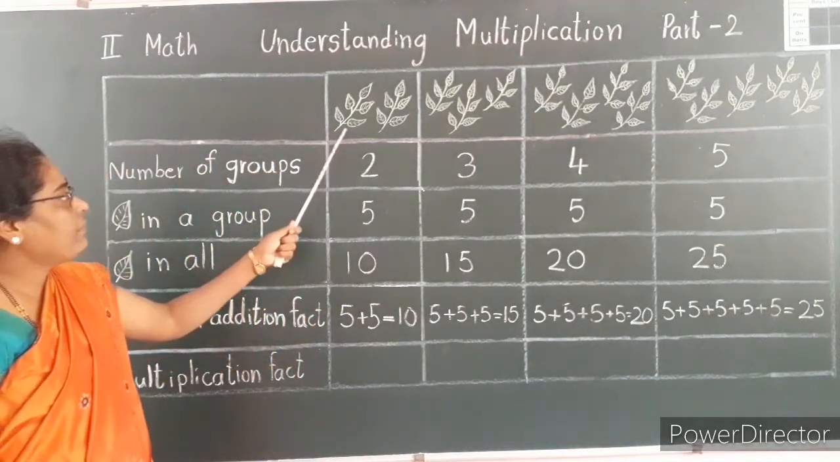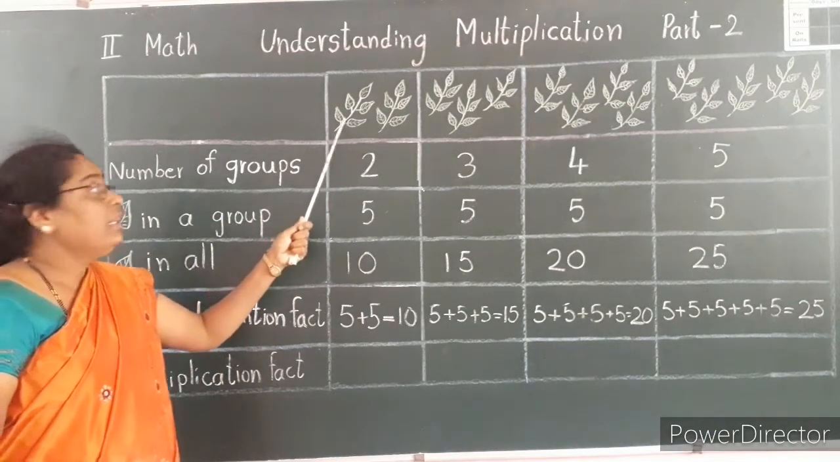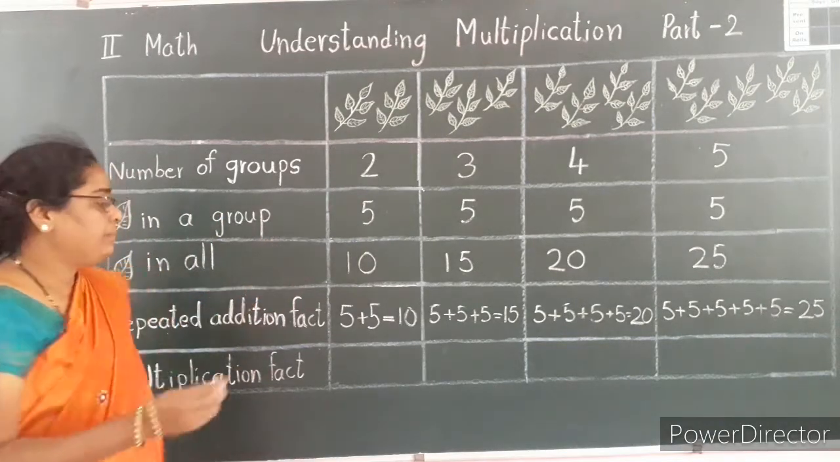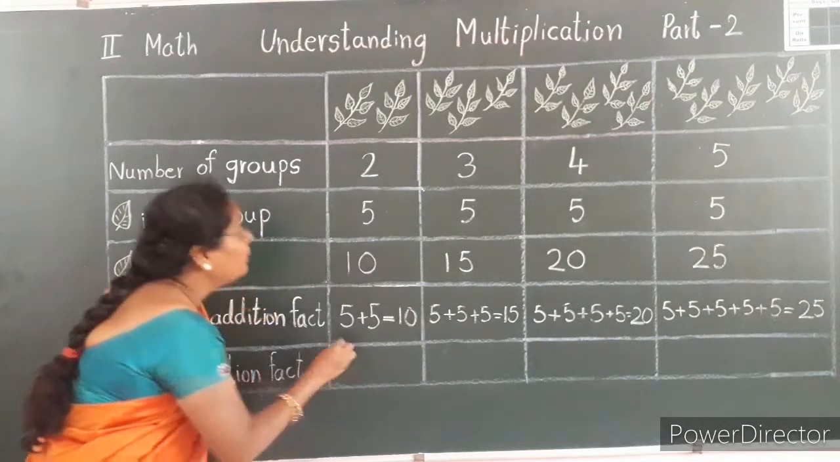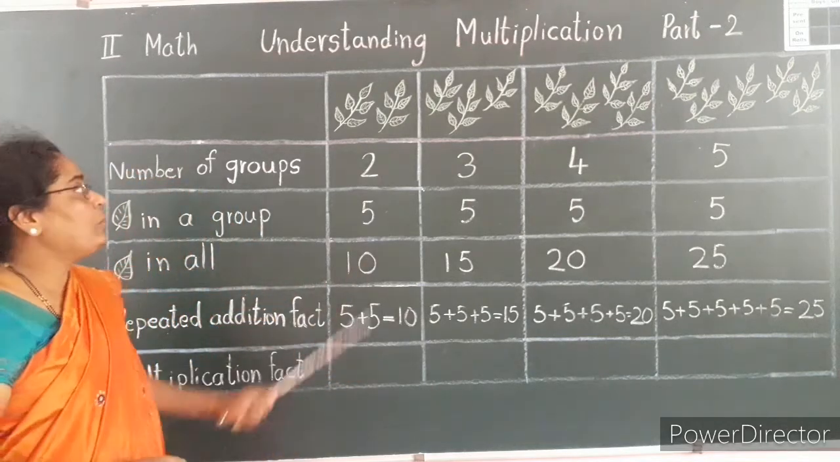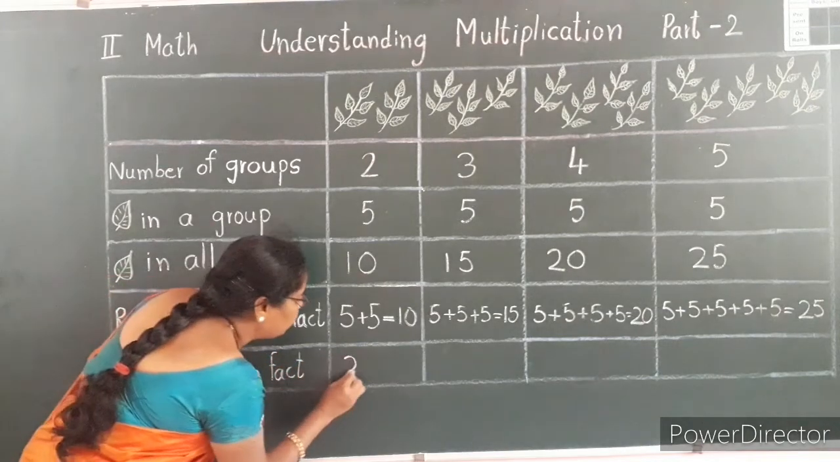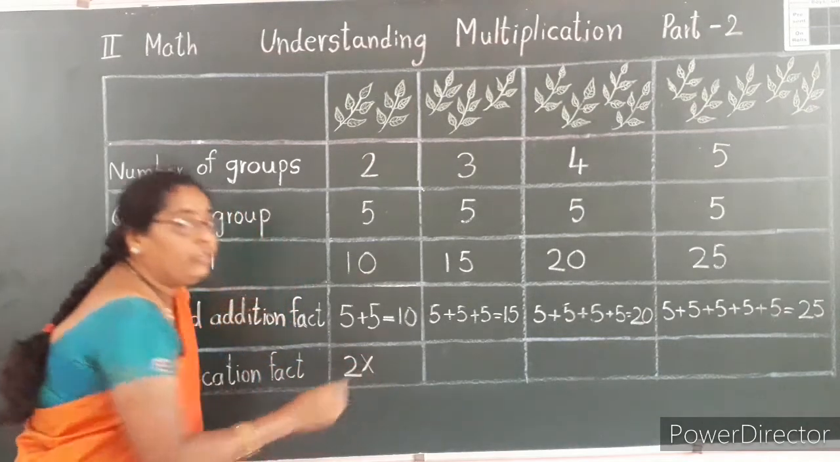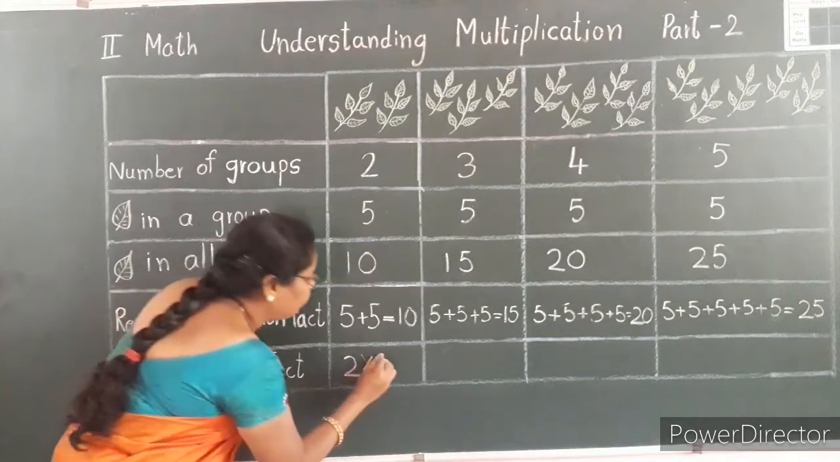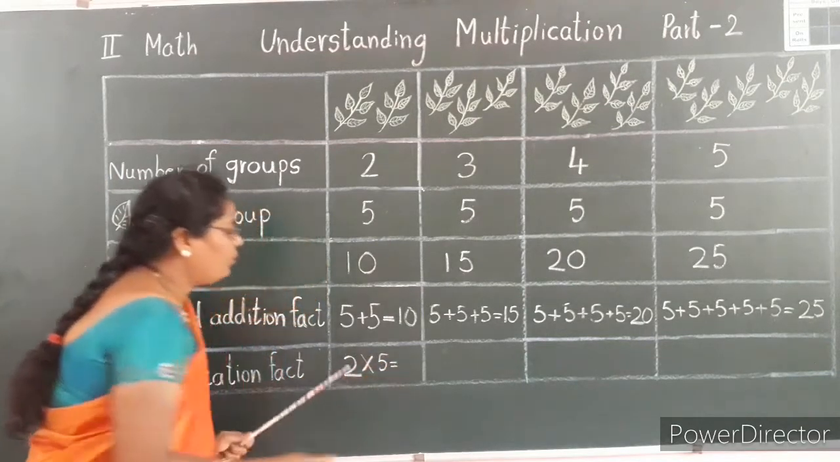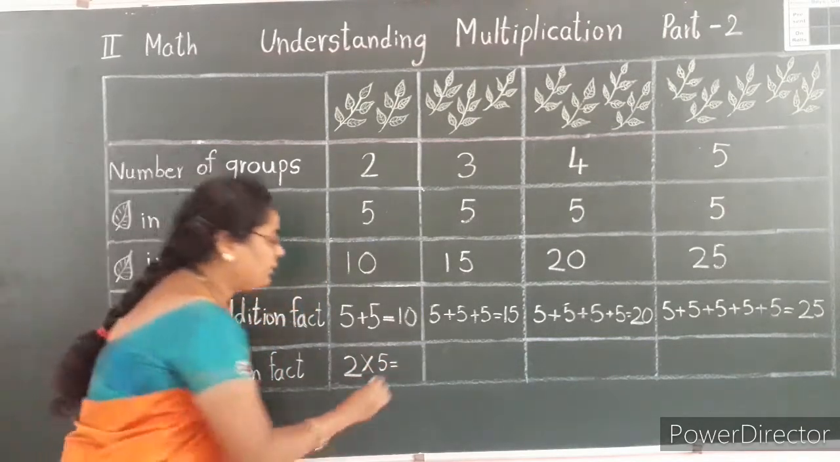Here children, how many leaves in one group? Yes, 5 leaves. First you write the number of groups. How many groups here? Yes, 2 groups. 2 groups with 5 leaves. That is 2 5s are 10.